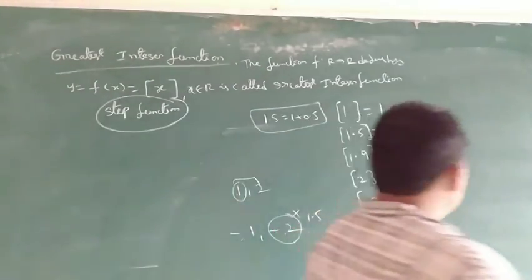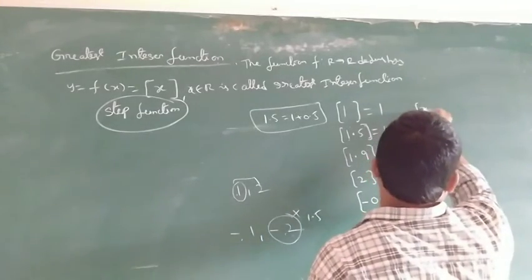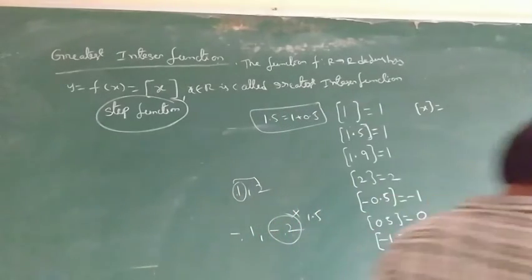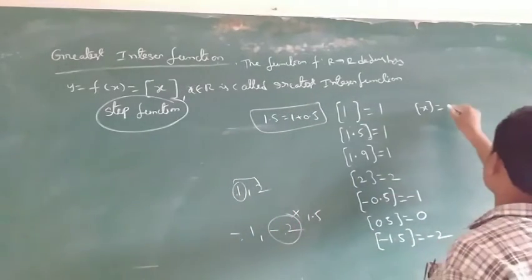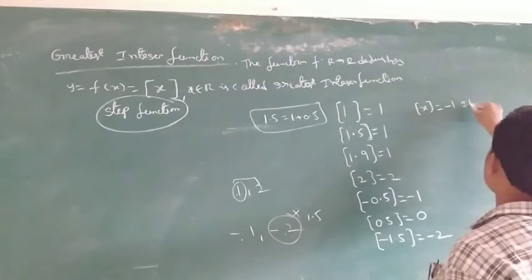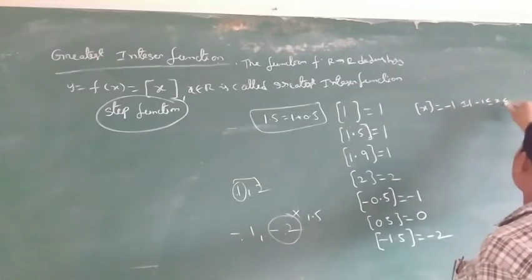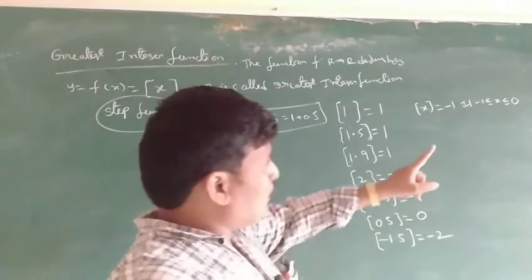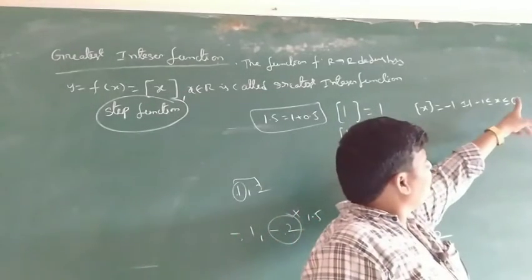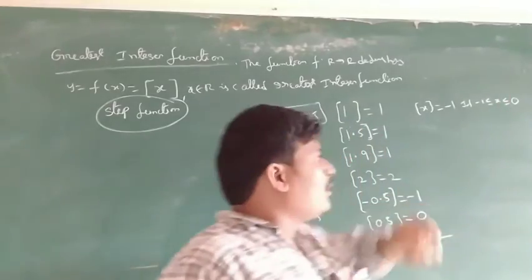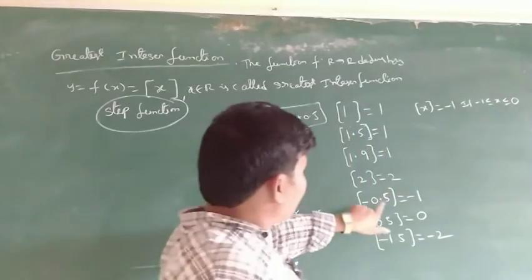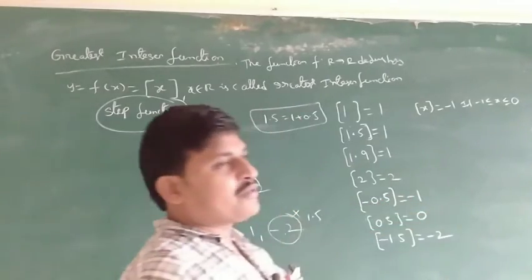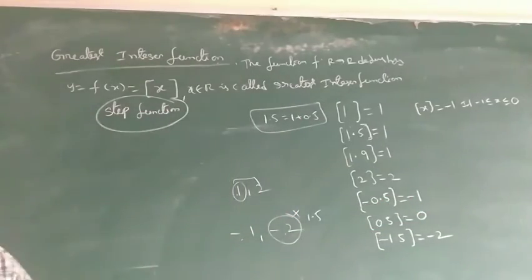So next one. Step x is equal to minus 1 if minus 1 is less than or equal to x, less than 0. For example, step of minus 0.1 is equal to minus 1. Minus 0.2 is equal to minus 1. Minus 0.3 is equal to minus 1.